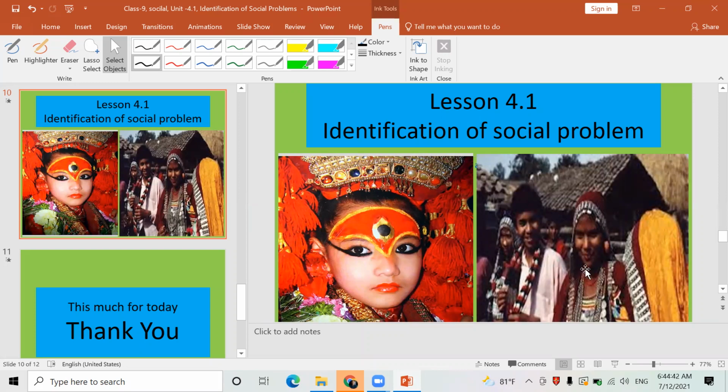Yes. And there is another picture. Look here, Kamlari. This woman is from the Tharu Chaudhary community, and this is Kamaiya. These are the common victims of the Kamlari and Kamaiya system.